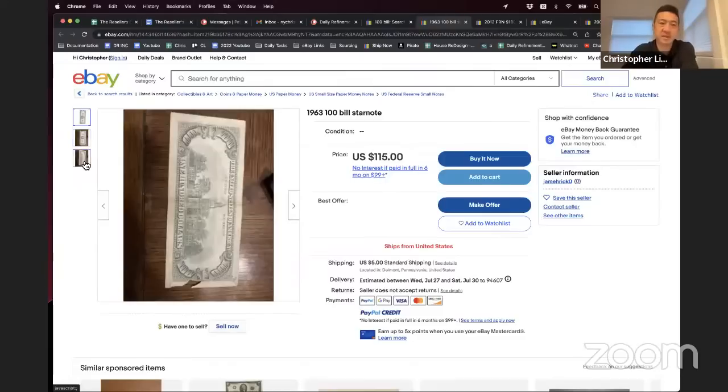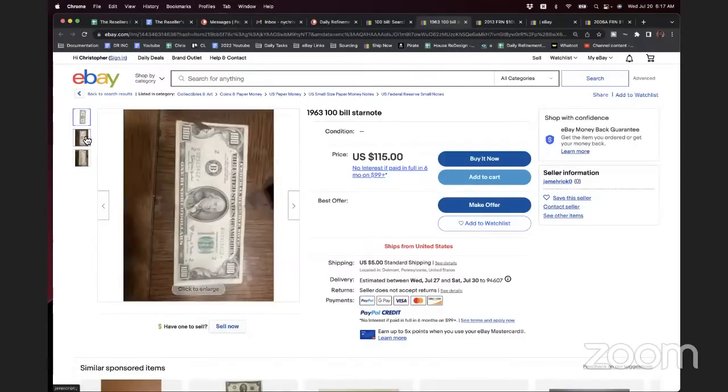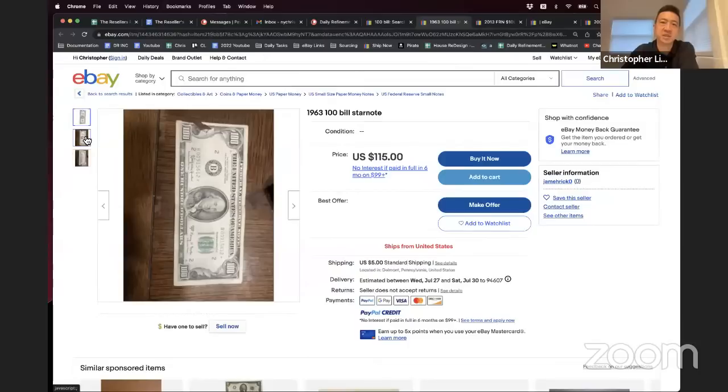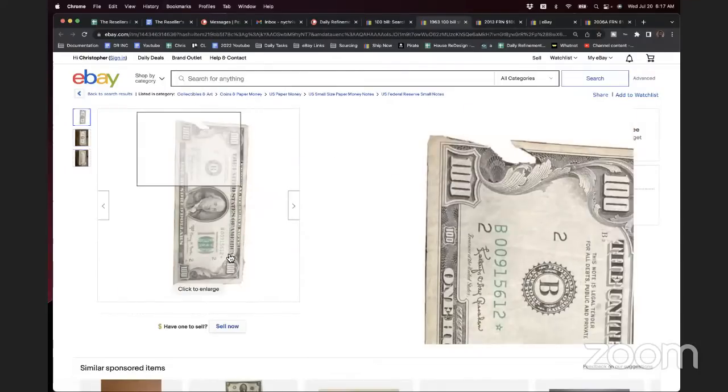Might be a reason. Maybe they used that $100 bill on their very first date, and they're looking for that specific one. Who knows? That's interesting. Can you ship it internationally? I was thinking, could you ship it internationally and somebody wants it? I don't know.